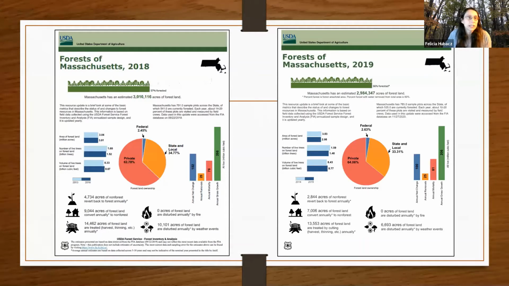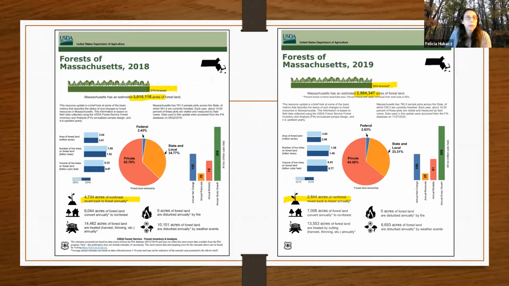Here at the top, you can see how much was forested in 2018. In 2019, it went down a percentage. Right here, it tells you how many acres are forested, and once again you can see that change from year to year. Then down here: how many acres of non-forest went back to forest annually? That was quite a bit in 2018. However, in 2019, that number dropped. So you can gain a ton of information from this.